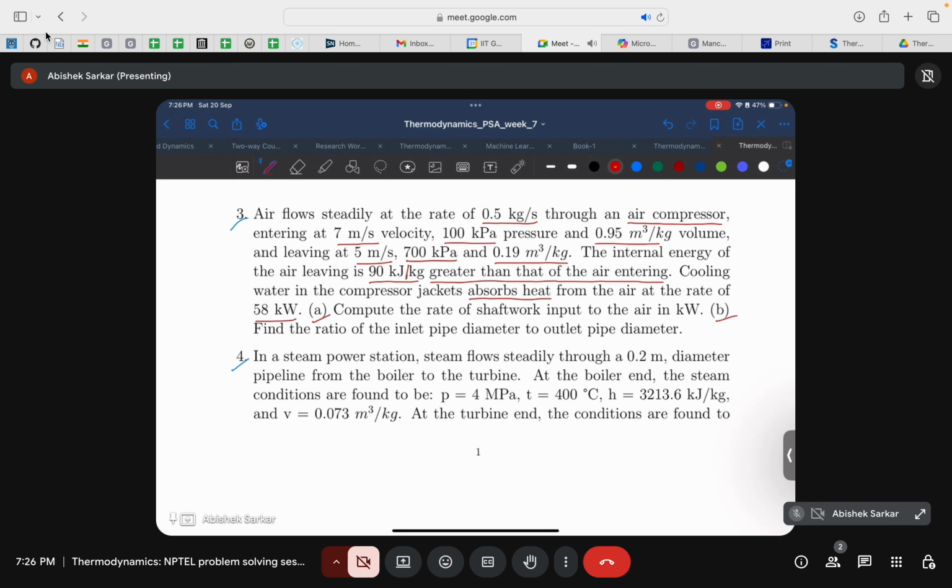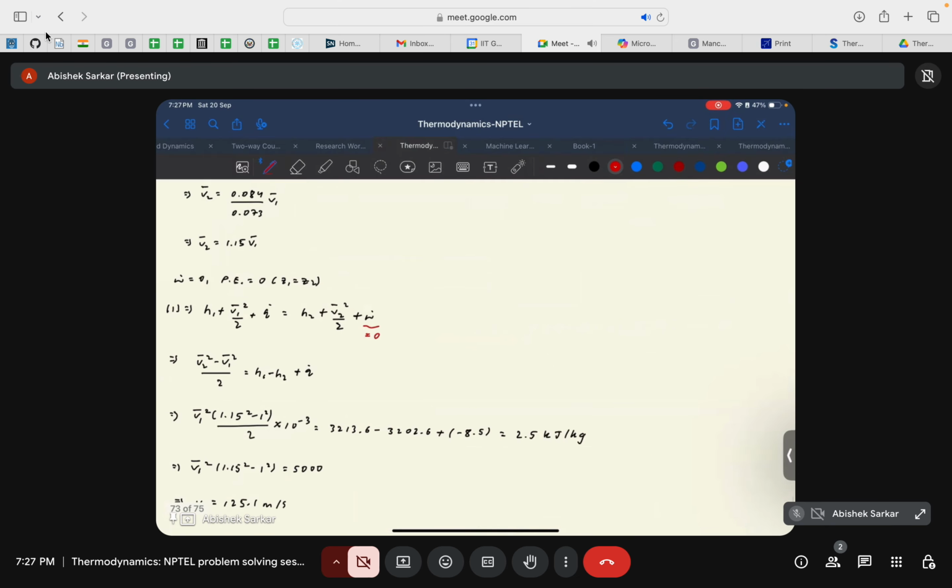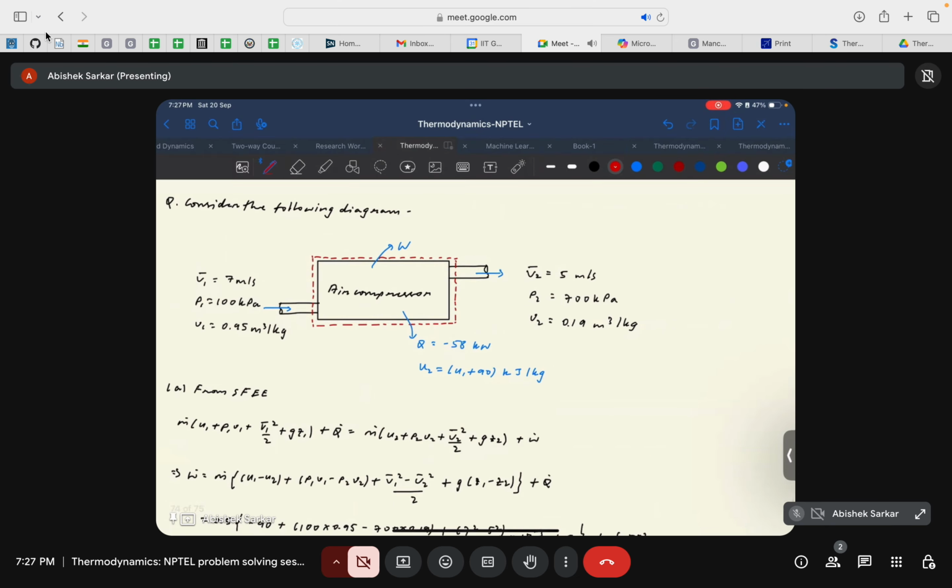So let us look into the solution. All the relevant parameters I have already mentioned, so let us directly look into the solution. This is the schematic diagram of the solution. There's the air compressor. These are the inlet conditions, and these are the outlet conditions. It mentions that we need to find the net work output from the air.